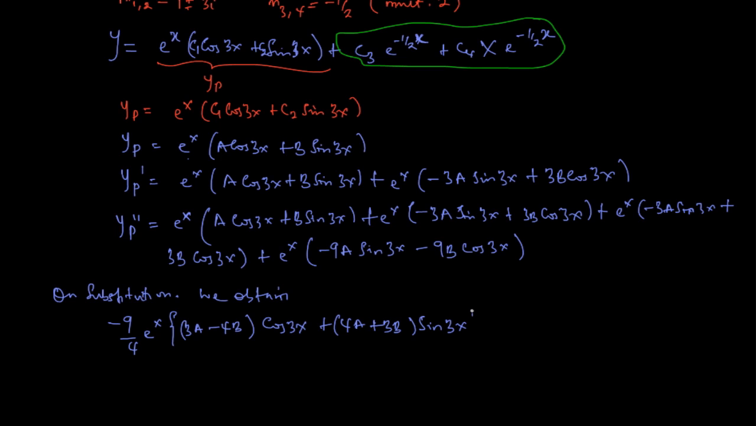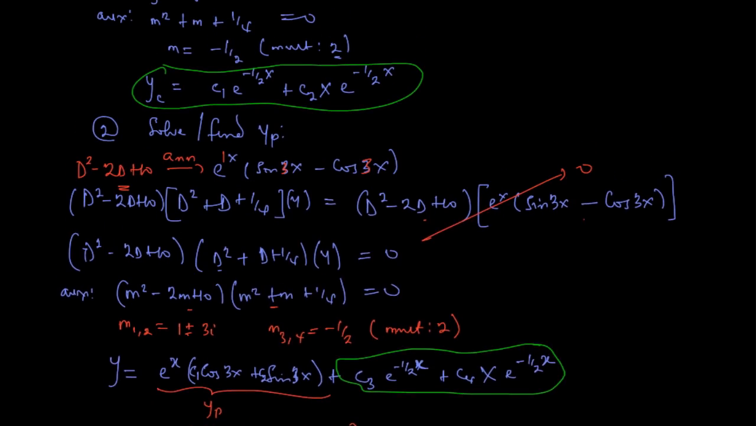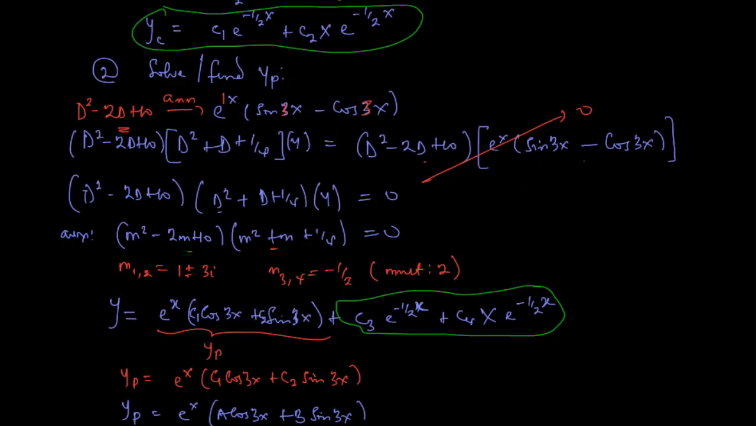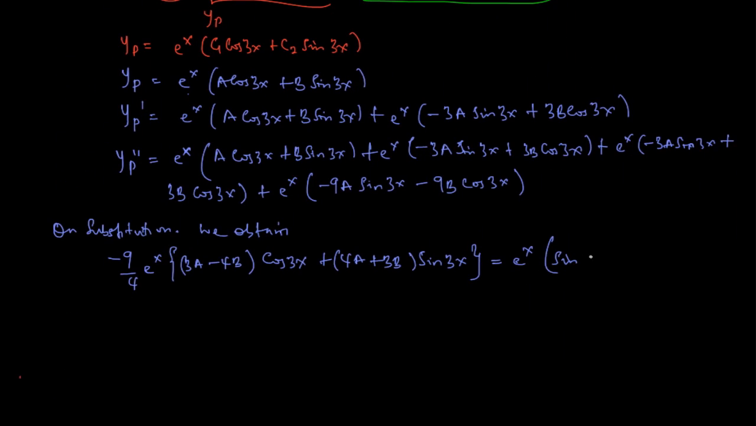Then this equals e to the power x into sine, that's what we have in the right hand side, is e to the power x sine of 3x minus cosine of 3x. So I'm just rewriting that down. So sine of 3x minus cosine of 3x. So this is what we have. The next thing we want to do is compare coefficients.